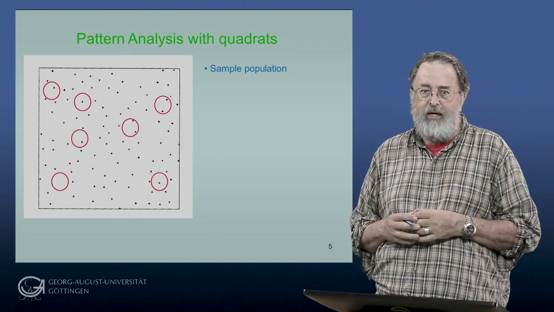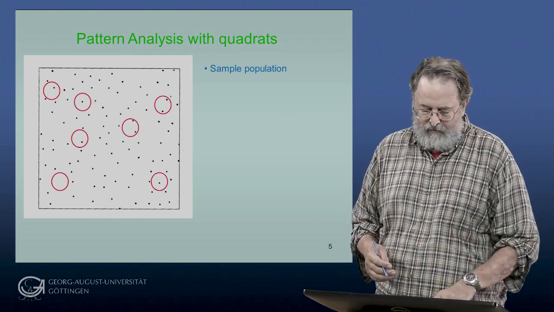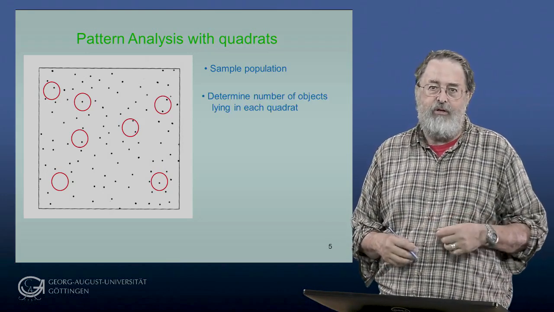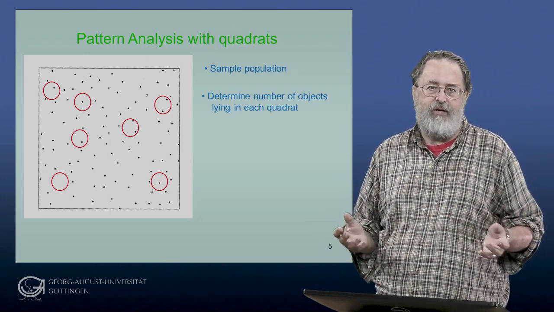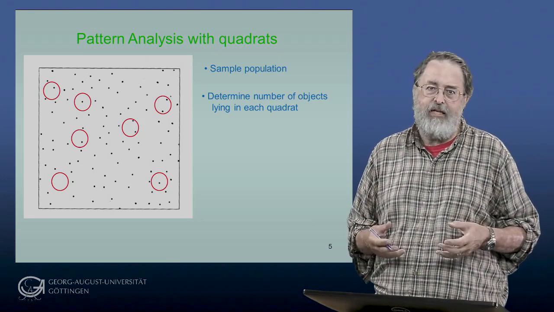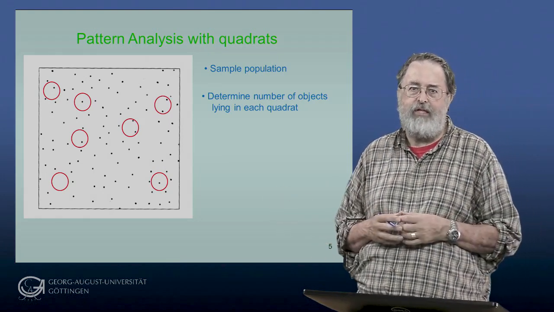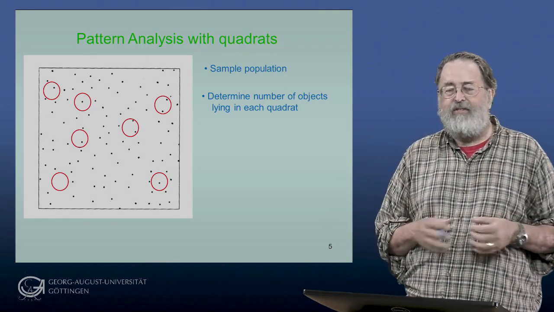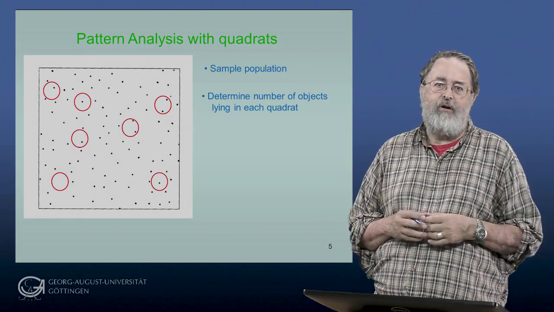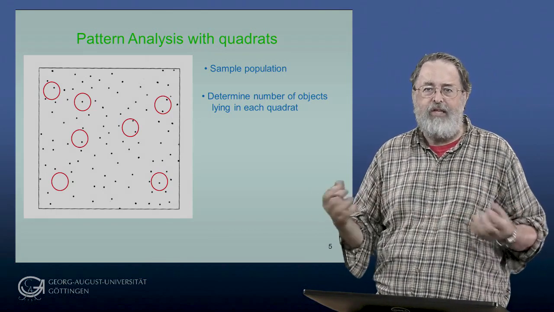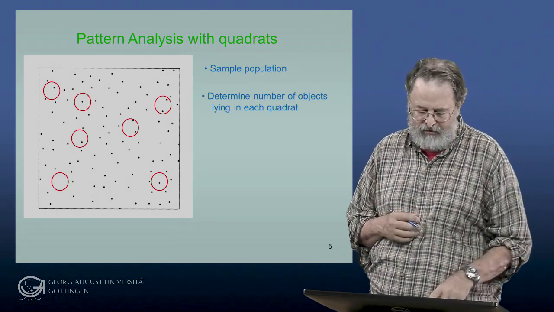Within each one of those quadrats, what we do is we determine the number of objects that we find. So if it's plants, we determine how many individuals possibly, or if it's gopher mounds, how many gopher mounds we found in it, and use these as the data that we test against what our expectation for a completely spatially random process is.